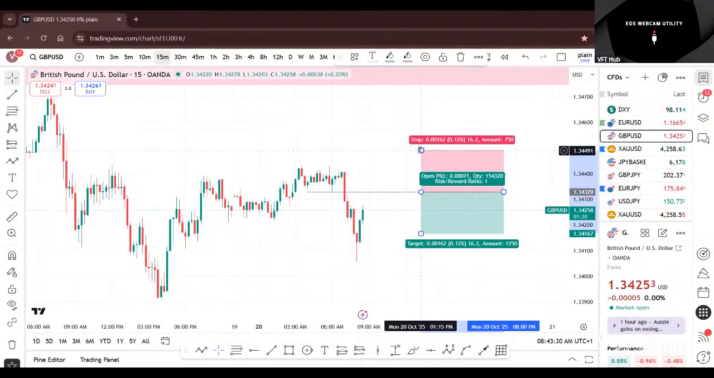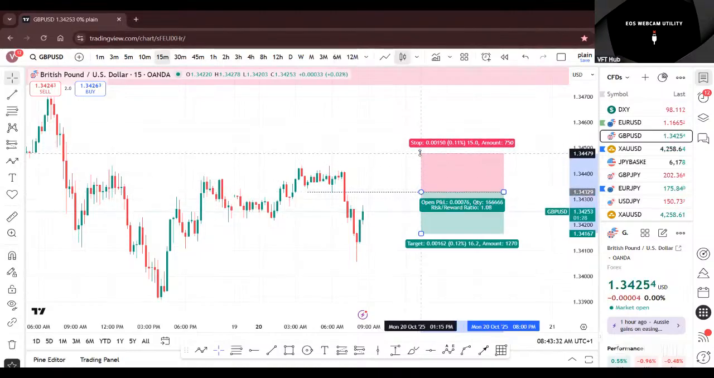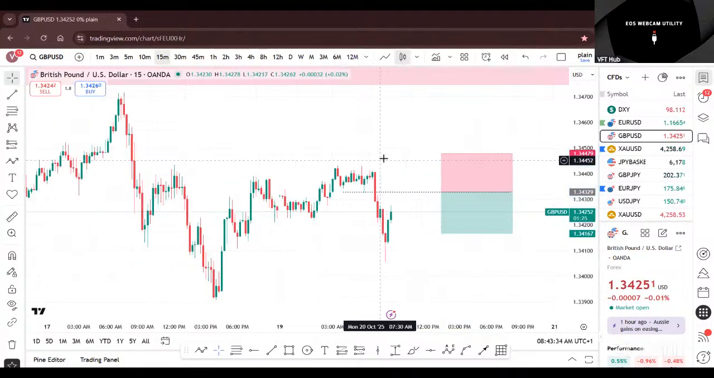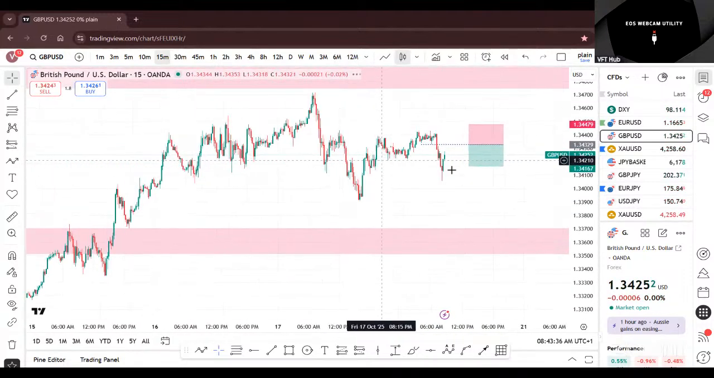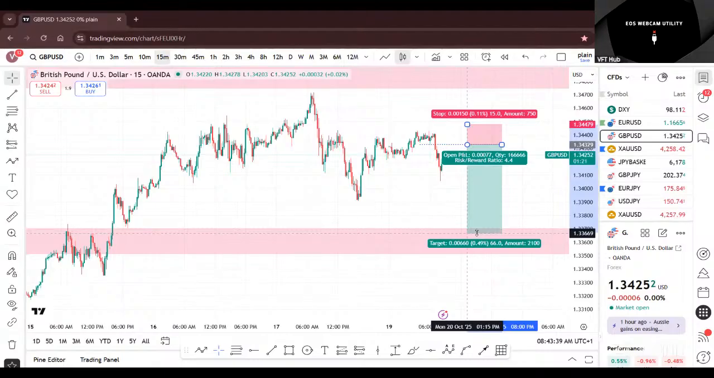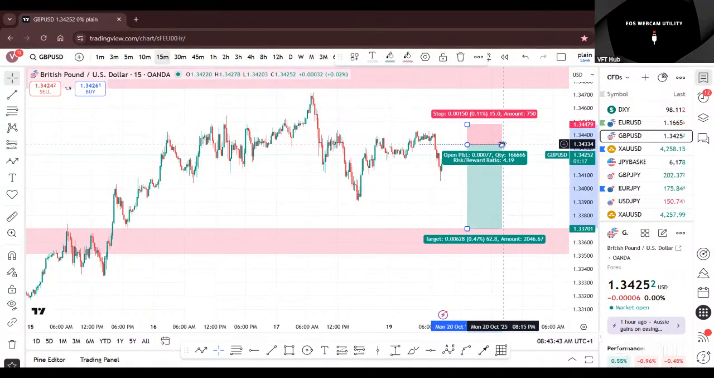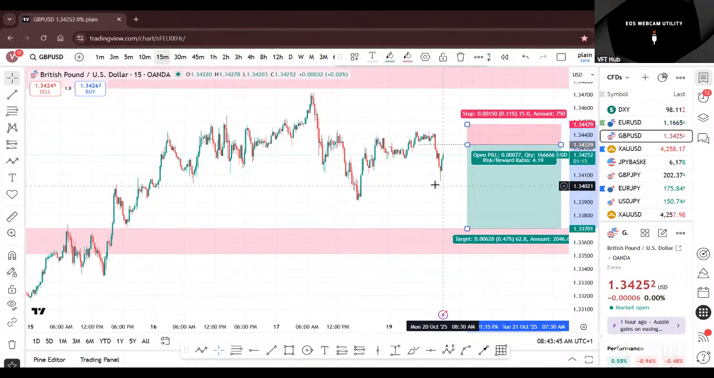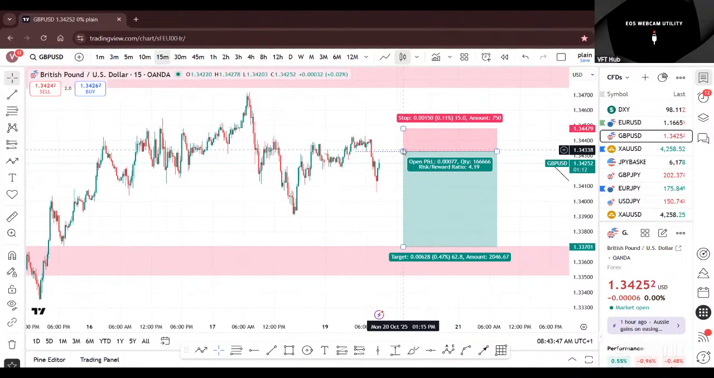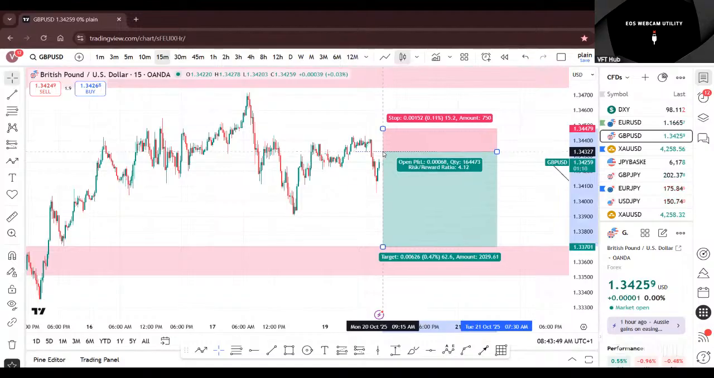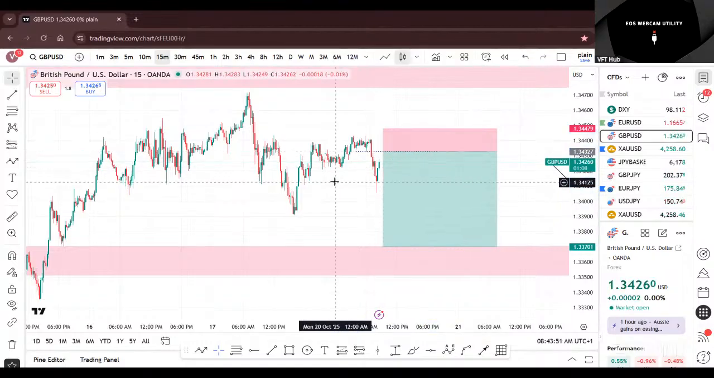Then stop loss will be right above here, about 15 pips. And then take profits will be all the way here, which is about 60 pips or so. All right. So this is it. This is my trade on GBP USD this morning. I want to take this trade and see how it's going to play out. So let's watch GBP USD today and see if this trade is going to be triggered.